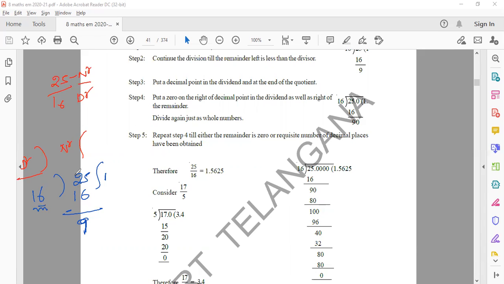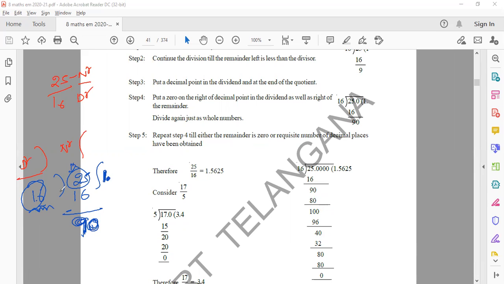But here 25 is more than 16, that is why it went off. Now 9 is less than 16, so you have to make a point in the answer. Once you put the point, you get a 10 here, so 10 into 9, 90 you got. Whenever the value is less than the divisor, you can make it a point and append a 0.